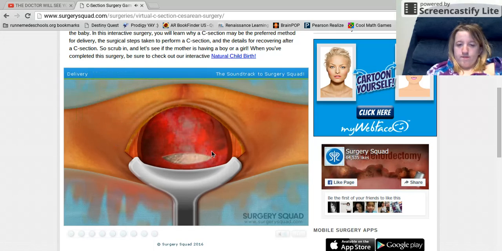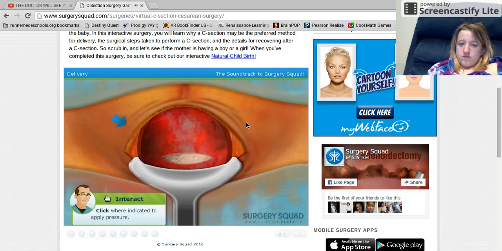We're almost there. Sometimes a surgeon will need to use forceps to help the baby out, but not in this case. The next step is to apply pressure around the baby's head to assist us in removing the baby.